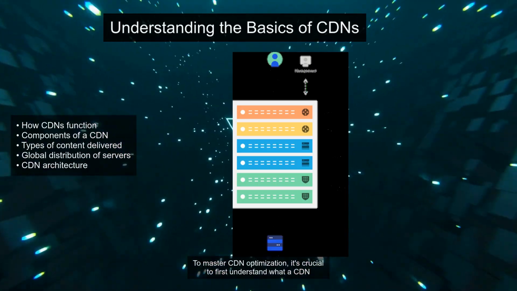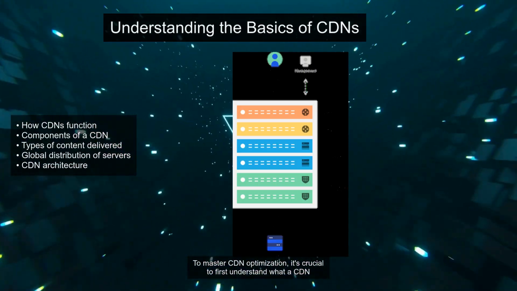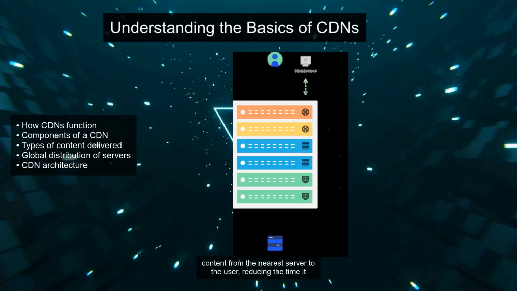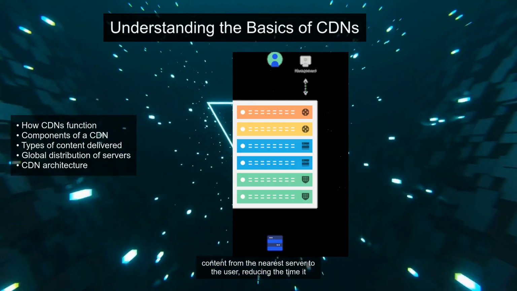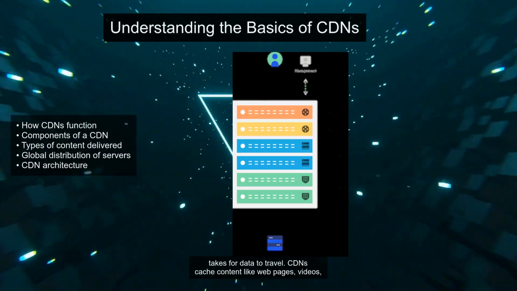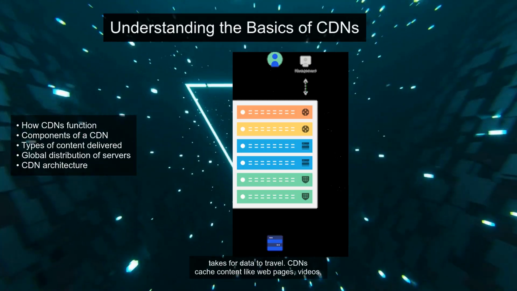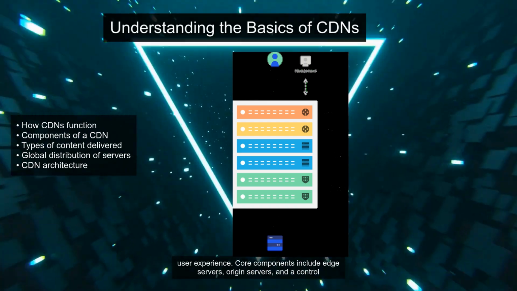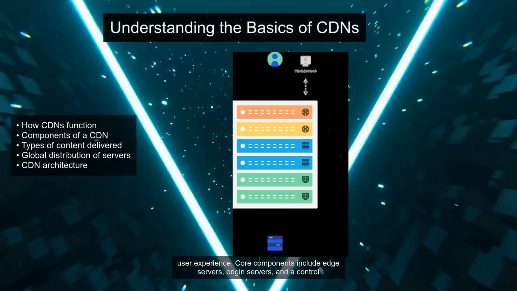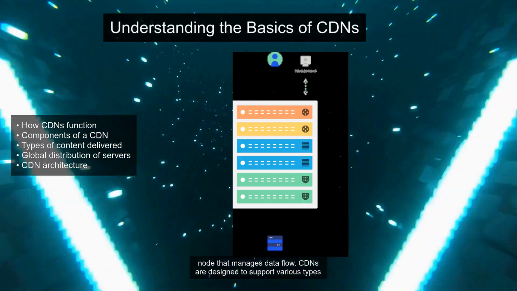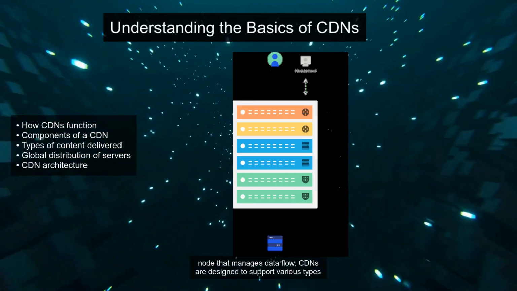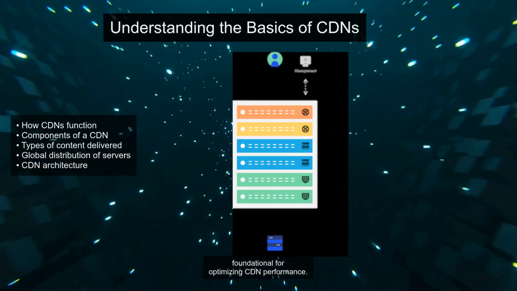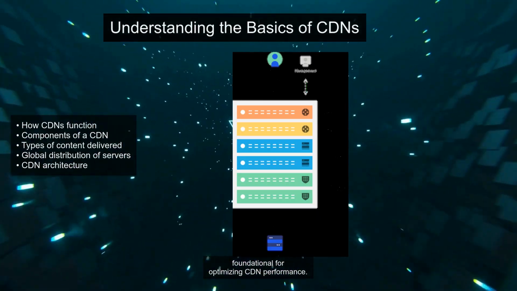effectively. To master CDN optimization, it's crucial to first understand what a CDN is. A CDN is a network of servers distributed globally to deliver content from the nearest server to the user, reducing the time it takes for data to travel. CDNs cache content like web pages, videos, and images, thereby reducing the load on the origin server and improving user experience. Core components include edge servers, origin servers, and a control node that manages data flow. CDNs are designed to support various types of content, including static, dynamic, and streaming media. Understanding this architecture is foundational for optimizing CDN performance.